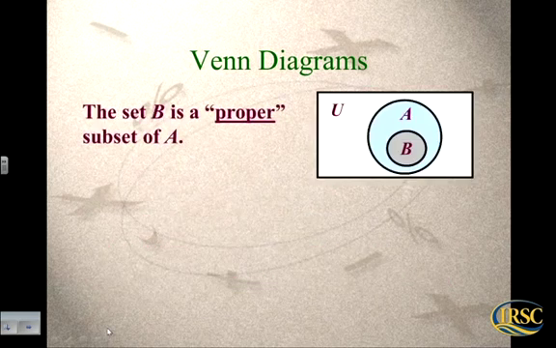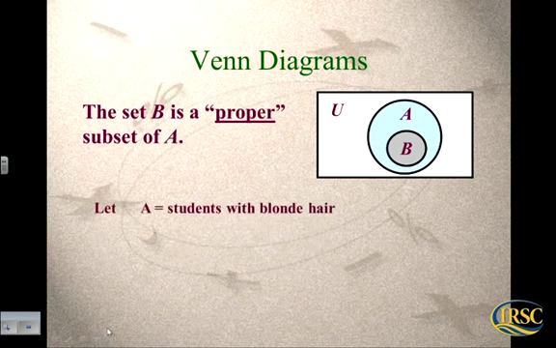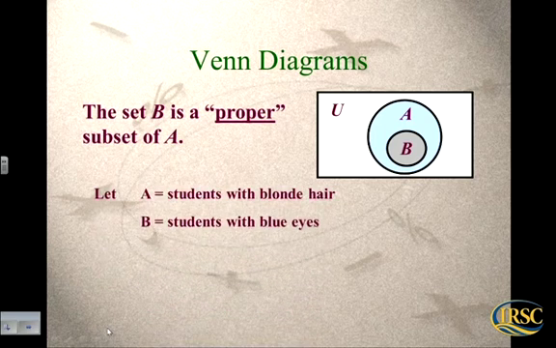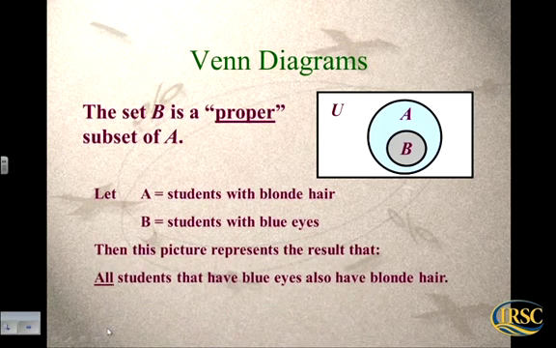Okay, the next picture shows proper subsets. Set B is a proper subset of A. So notice that the circle for B fits inside of the circle for A. Remember that proper means that it has less elements than A, and everything inside of that first one also belongs to the second one. Okay, so you already wrote down sets A and B at the top of the page, so you don't have to write that down again. But this picture represents the result that all students that have blue eyes also have blonde hair.